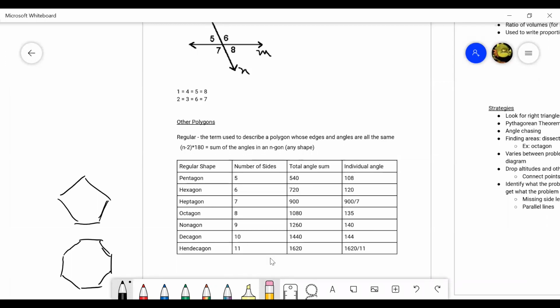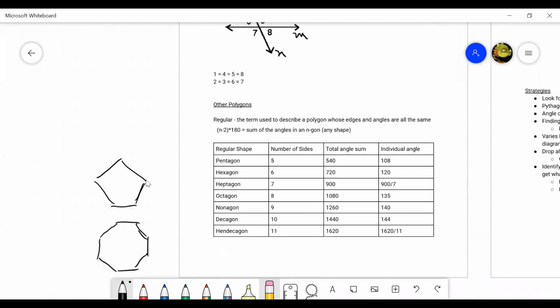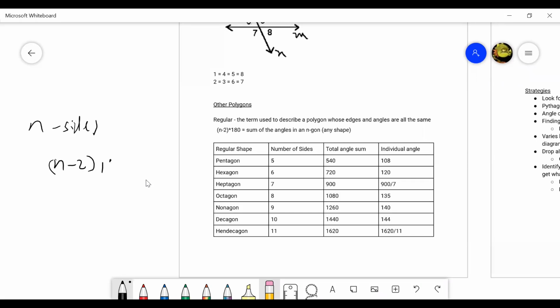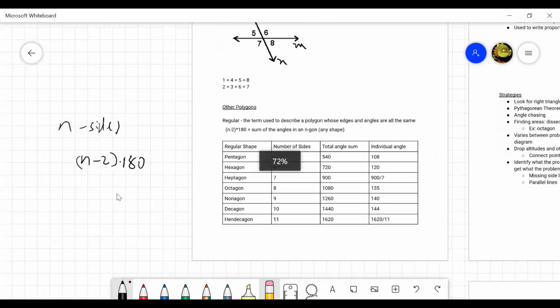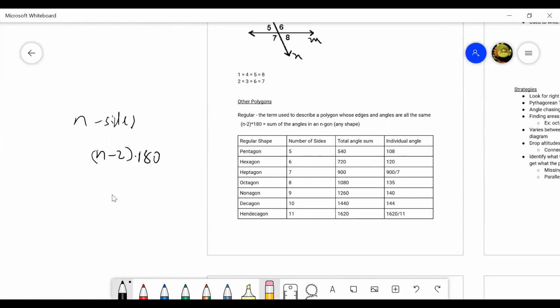And the main thing to know about polygons with more sides than 4 is how to find the total angle sum of the polygon and the angle measure of each individual angle. Basically, for any n-sided shape, the total angle sum of that shape is going to be n minus 2 times 180. And why is this the case? Why do all the angles add up to this? This looks kind of random.